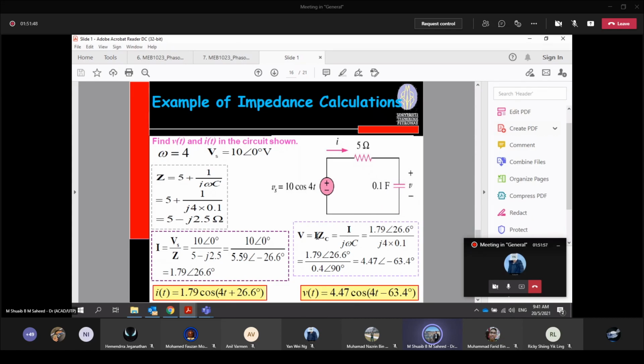So you have V equals I ZC. What is ZC? 1 over j omega C. Okay, j multiplied by 4, where 4 is the omega, multiplied by 0.1, the capacitance. Then you do the division and you will get this value. So this will be the voltage at the capacitor.